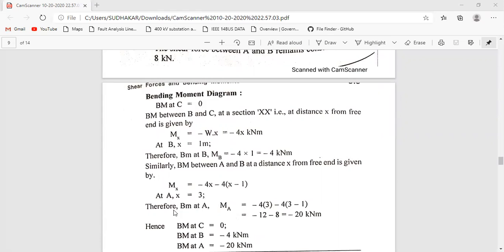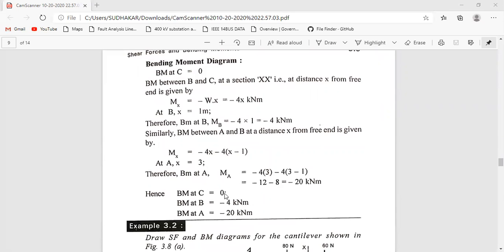At x equals 3, therefore the bending moment at A equals minus 4 times 3 minus 4 times (3 minus 1), which is minus 12, since 4 threes are 12 and 4 twos are 8. So minus 20 kilonewton meter. The bending moment at C equals 0. At B, minus 4 kilonewton meter will be there. At A, minus 20 kilonewton meter will be there.